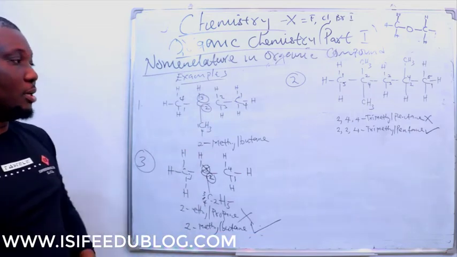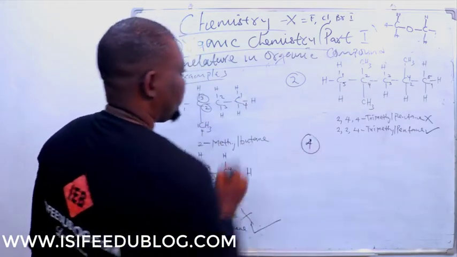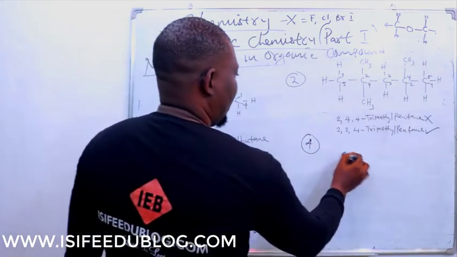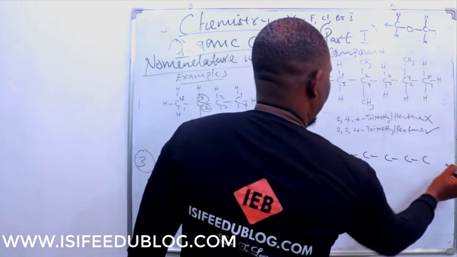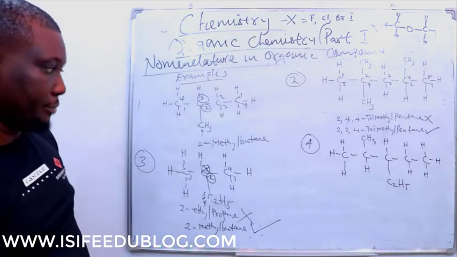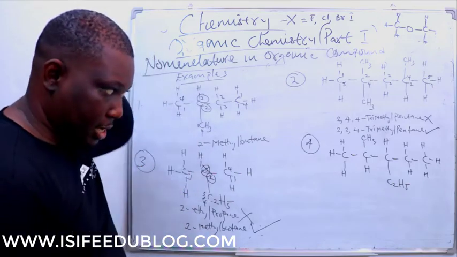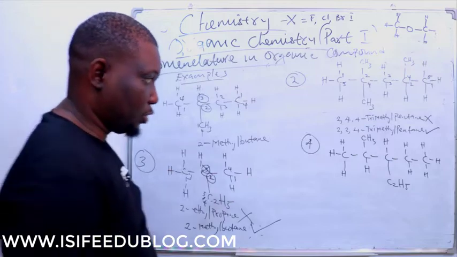Okay, this example. Let me just stop it, and it's the last example. Example 4. Okay, what if I have this structure here? 1, 2, 3, 4, 5. You can pause the video and answer the question. Okay. Let me go to that example quickly. Example 4. The IUPAC name here. Let's use our rule. Let's try to number the carbon.